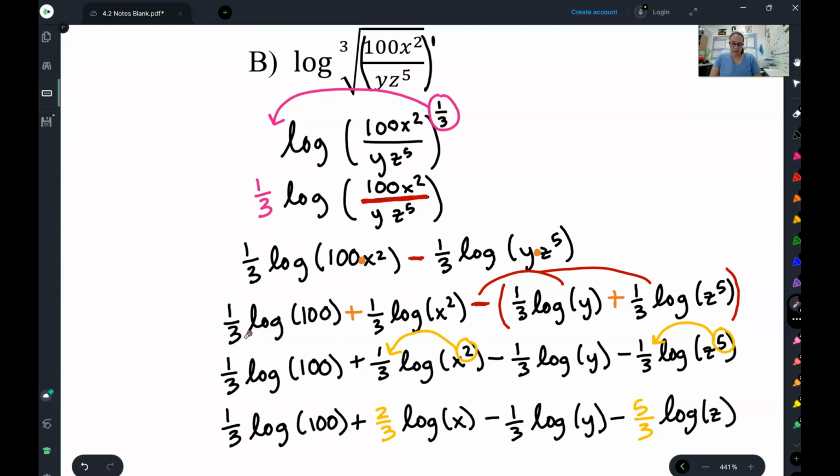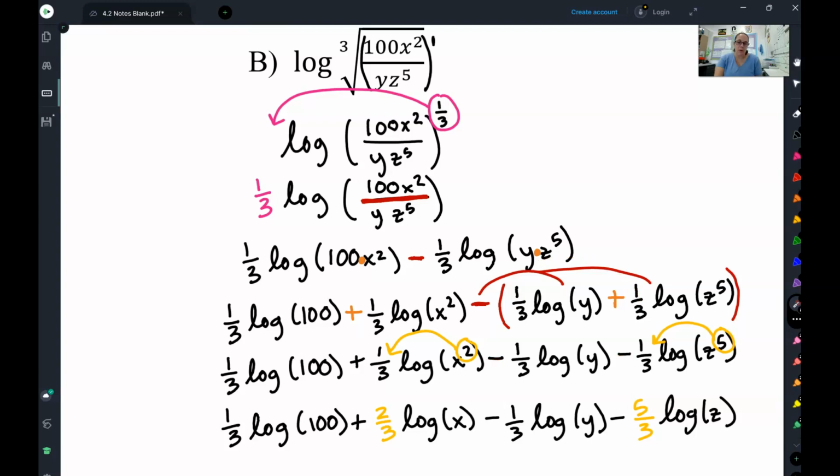Notice I still carry the 1/3 in front of everything because they all belong to the 1/3 exponent. I also, when I changed this to addition, was careful about putting parentheses here because I'm subtracting this whole thing. Because both of these are in the denominator, that means the whole thing is being subtracted. So then I can distribute this negative and have them both be subtractions.